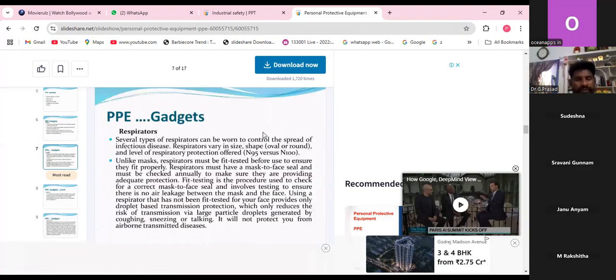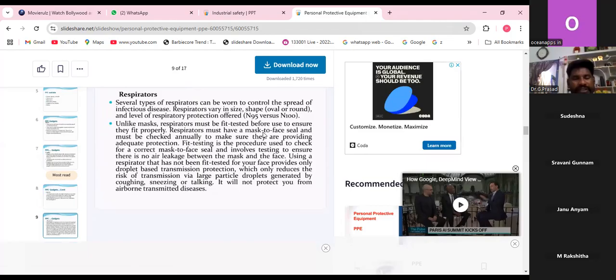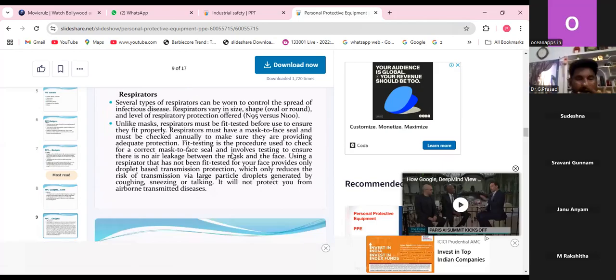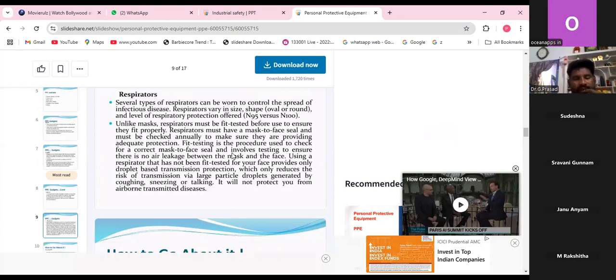Yeah, next in personal protection equipment, you can use respirators. Several types of respirators can be worn to control the spread of infections or disease. Respirators vary in size, shape, and level of respiratory protection offered. Unlike masks, respirators must be fit tested before use to ensure they fit properly. The mask to face seal must be checked annually to make sure they are providing protection. For highly hazardous materials and highly hazardous operations, you can use the respiratory systems.